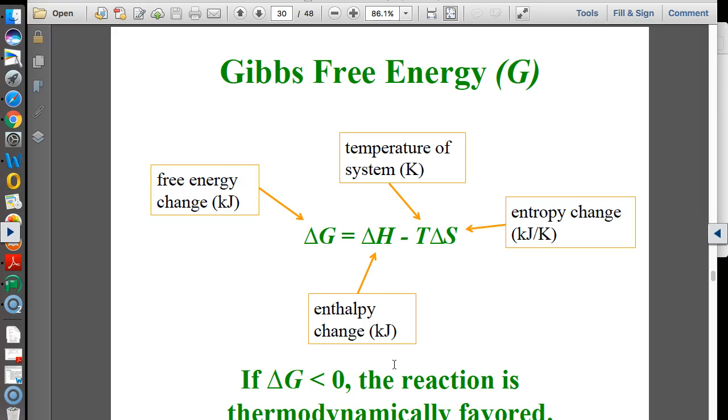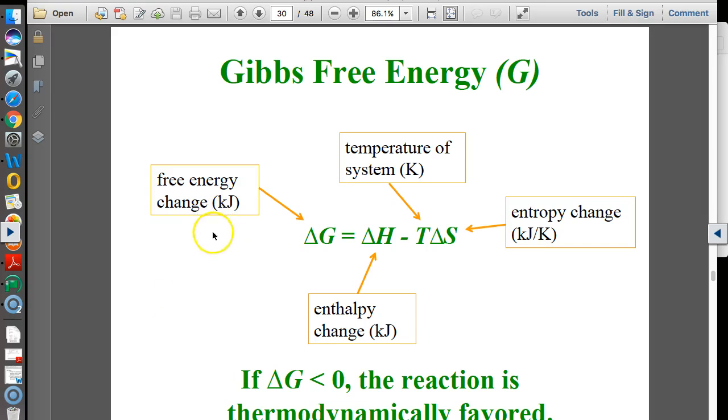Gibbs free energy. If we want something to be thermodynamically favored, it has to have a negative free energy. And what that means is this system can do work. If the system can't do work, then you would have to put energy into it. Positive Gibbs free energy, and it wouldn't happen by itself because you'd have to put energy into it, right? But you'll kind of see what I'm talking about as we do some math with this. But if Gibbs free energy is negative, then a reaction will be thermodynamically favored. It will happen without outside intervention.